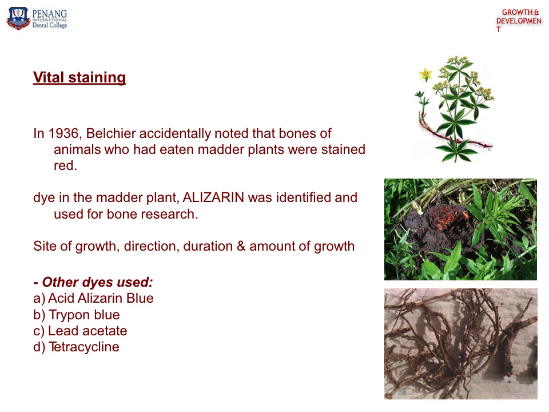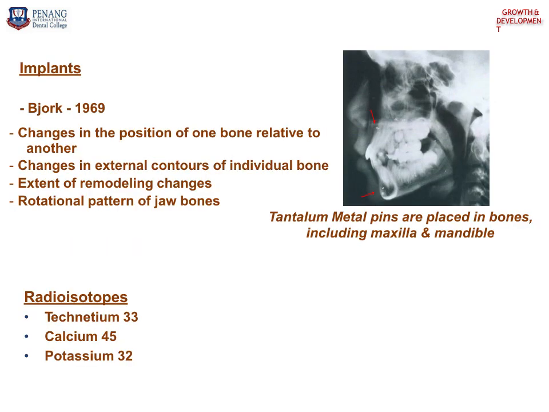So vital staining means it was found that there are certain dyes which, when injected, get deposited in the bone, and they help you find out the growth direction, duration and the amount of growth the bone is projecting. So there are various dyes used. You have alizarin, trypan blue, lead acetate and tetracycline.